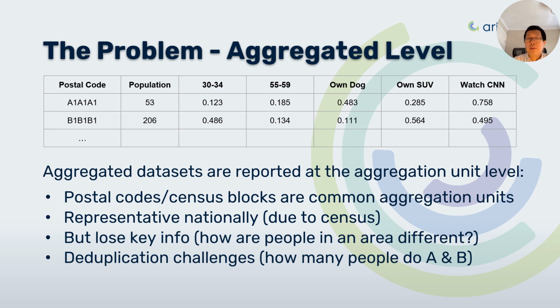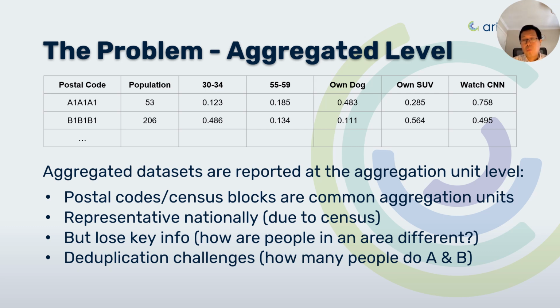So let's start off with looking at aggregated datasets. When we say a dataset is aggregated, what we're referring to is how the dataset is being recorded. Here in this slide, I've given an example. We have different postal codes, and let's look at the first one, A1A1A1. In this postal code, there are 53 people. We know 12.3% of them are between 30 to 34, 18.5% are between 50 to 59, and so on and so forth. Similarly, for the next postal code, we know how many people are there, and what percentage of them fall within each bucket.